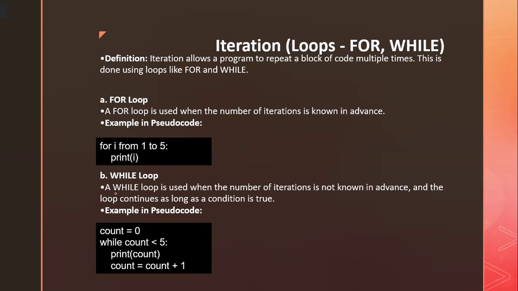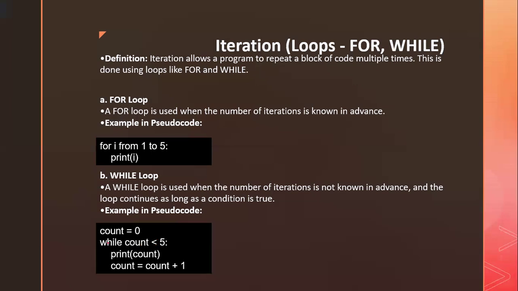But then a while loop executes based off a condition, whether it's true or false, right? So let's say this: a while loop is used when the number of iterations is not known in advance, and the loop continues as long as the condition is true, like I mentioned earlier. So here we have count equals 0, right? And then while count is less than 5, this less than is kind of like a condition statement, whether it's true or false.